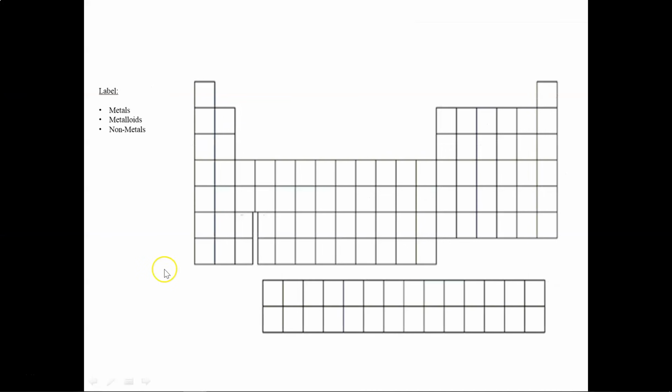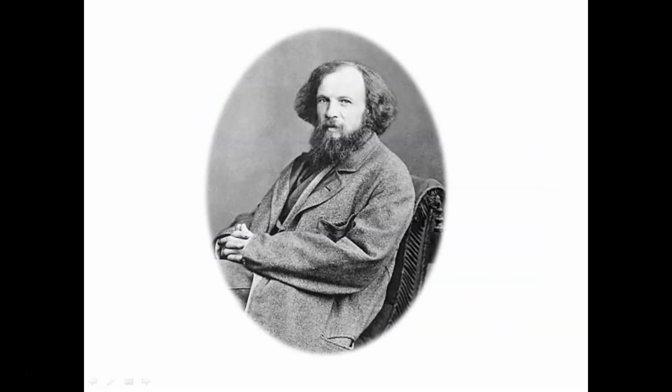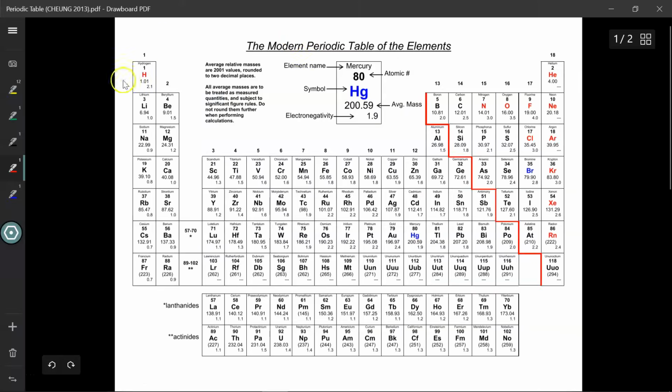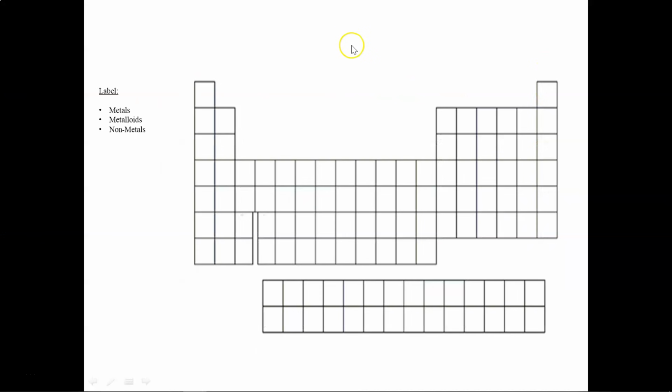There are many different versions and layouts for the periodic table. However, this is the most common version that's used for introductory chemistry. Initially developed by Dmitry Mendeleev, it organizes the elements based on their atomic numbers. But that's not the only pattern we can find on the periodic table.